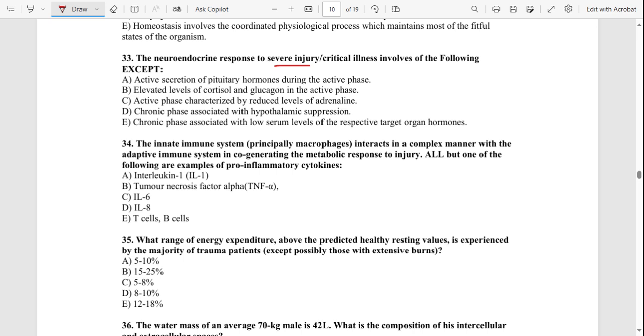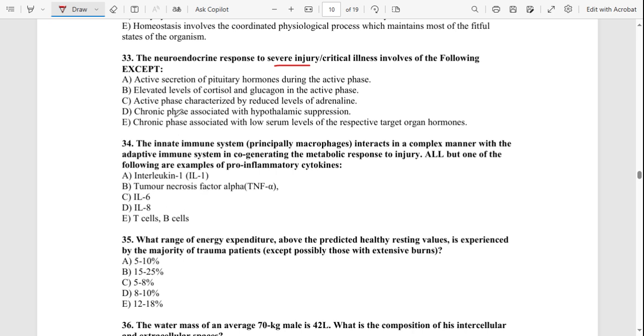And then the chronic phase is also known as the prolonged or the catabolic phase. In this phase, what is happening is that the hypothalamus now becomes suppressed. So what happens if it is suppressed? The hormones that it produces will be low, and that will also mean that the hormones coming from the pituitary gland are going to be low. So in the chronic phase again, there's going to be low serum levels of respective target organ hormones, because the information from the top is actually not there. So this is what happens.